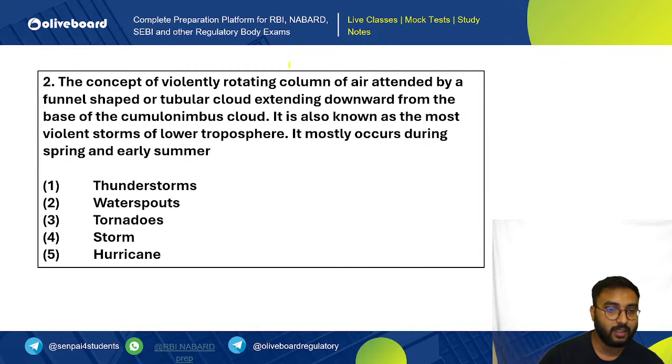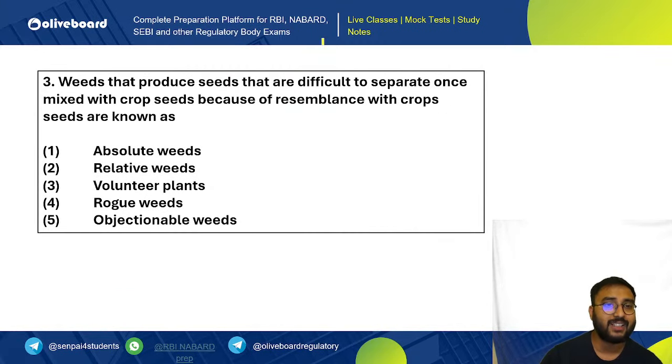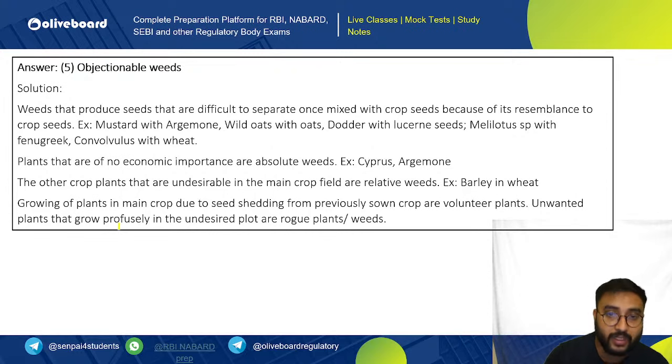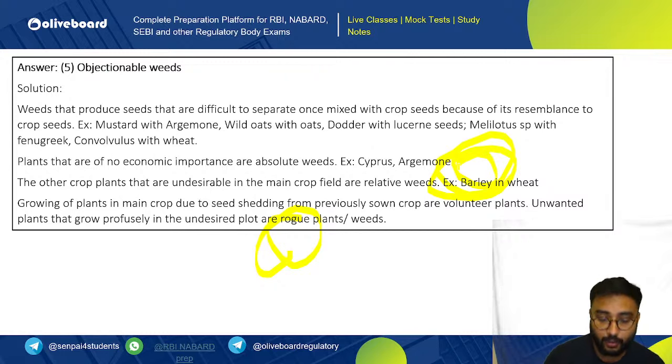So the answer here is tornadoes. The weeds that produce seeds that are difficult to separate once mixed with the crop seeds because of their resemblance with the crop seeds are called as absolute relative volunteer rogue seeds, weeds, objectionable weeds. So the answer here is objectionable weeds. These are those weeds whose seeds are exactly similar to the plant seeds, and therefore when these two seeds are mixed up it is very difficult to separate them.